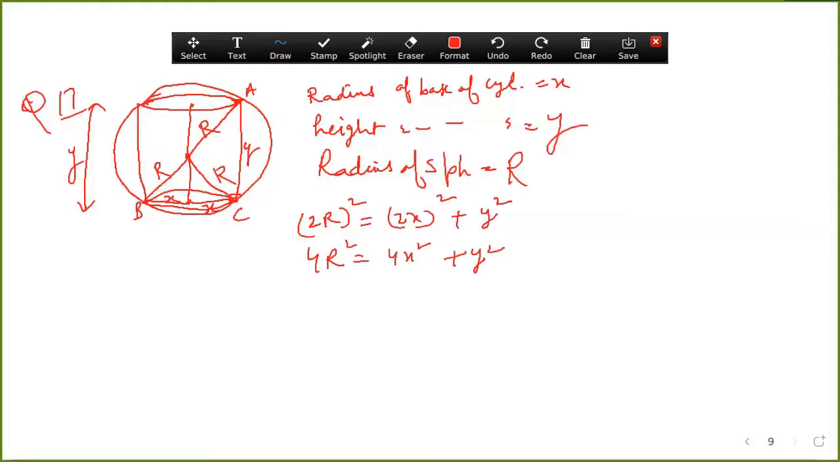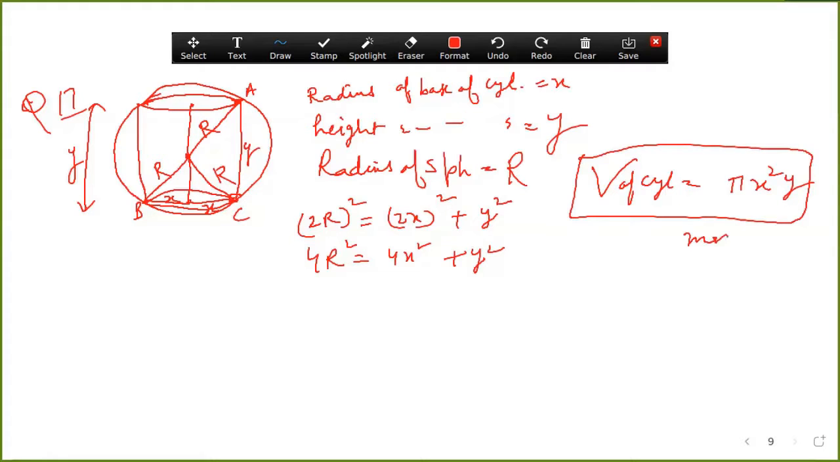Now we have to maximize the volume of the cylinder, that is pi r square h. Here r square is x square and h is y, so pi x square y. This is the volume of the cylinder which we have to maximize. This is our target. So let volume V be equal to pi x square y. Now it is easy to get the value of x square from here. What is the value of x square? 4R square minus y square upon 4 is equal to x square.